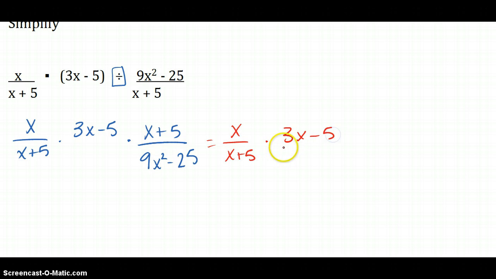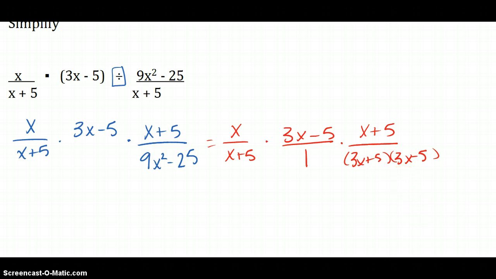And if you need to, just for your own comfort, you can write this over 1. Don't have to. And this factors into the root of 9 is 3, so we have a 3x and a 3x, plus, minus, the root of 25 is 5.